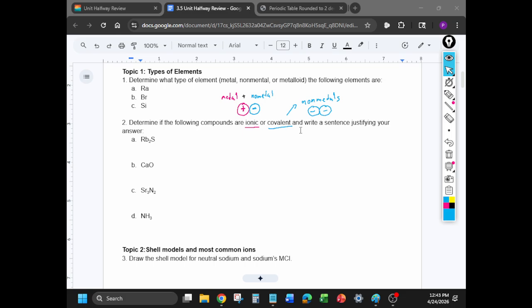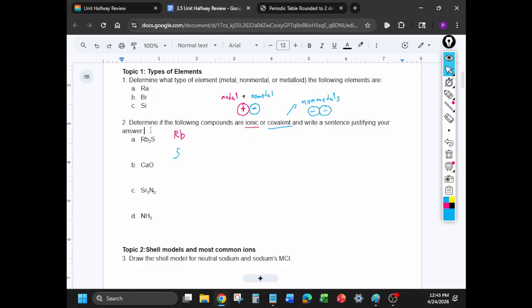Okay, so we're going to look at a couple examples just so you guys see what I mean, but it's pretty simple. Let's look at part A from number 2, Rb2S. If you take a look at it, there are two elements that make up Rb2S, right? It's made out of Rb and it's made out of S. So we're going to figure out, is it ionic or covalent?